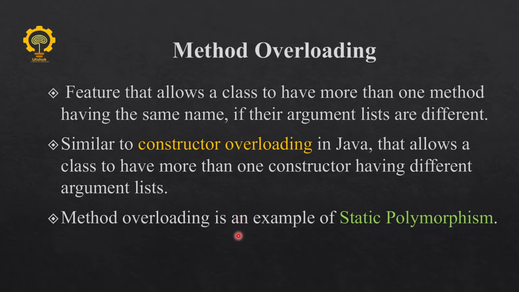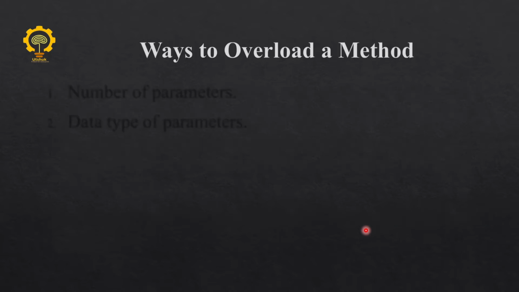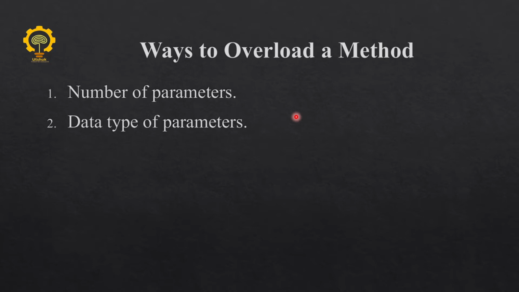Method overloading is an example of static polymorphism. About polymorphism we will discuss in our upcoming video as well. So method overloading is also considered static polymorphism. There are some ways to overload a method, that is, number of parameters and data type of parameters. So in order to overload a method, we can use both of these concepts.